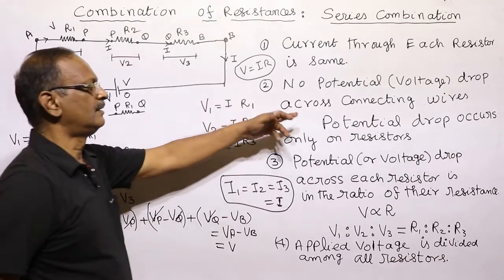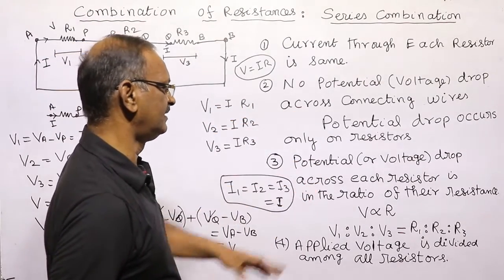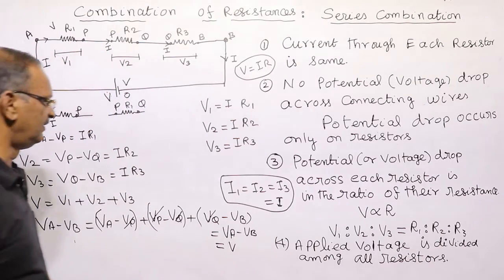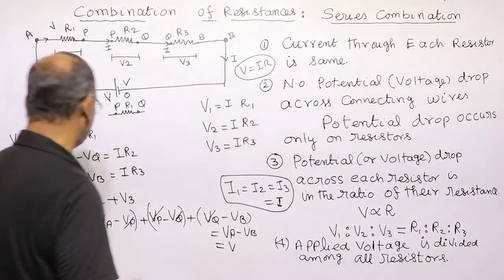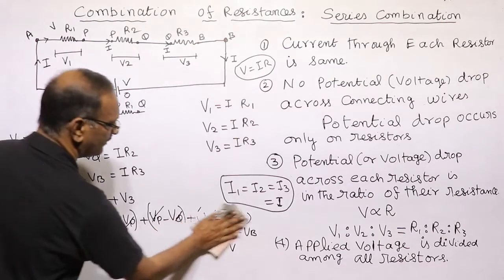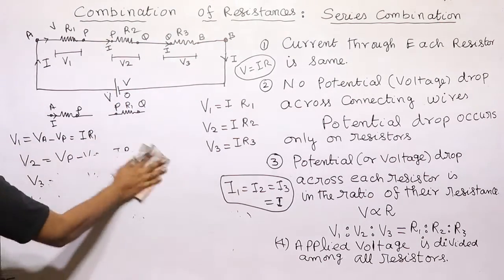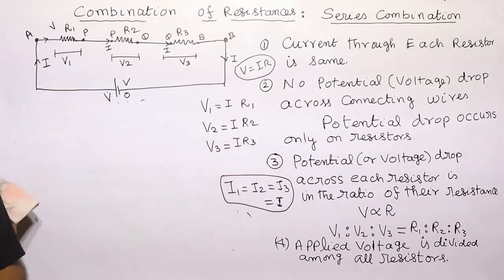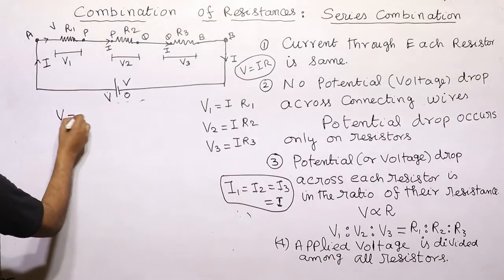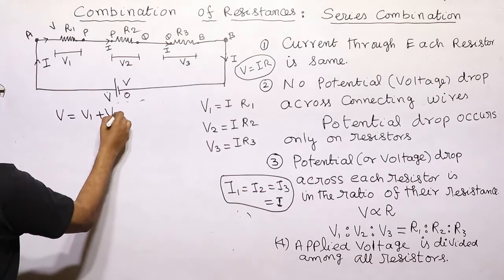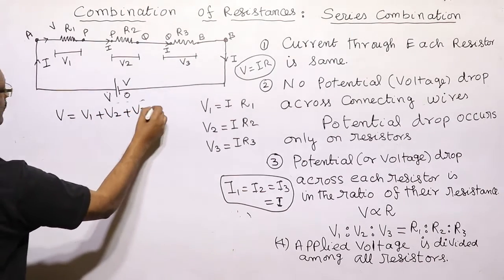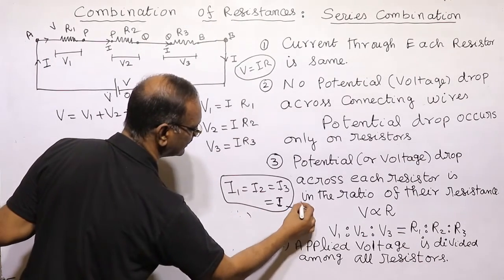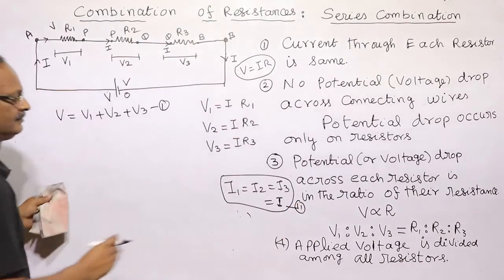So the potential or voltage drop across each resistor is in the ratio of resistance. It's a very simple fact. As it is, we have derived the equation. What have we derived? In series combination, V is equal to V1 plus V2 plus V3, one equation, and another equation. This is the second equation. This we have to remember always.